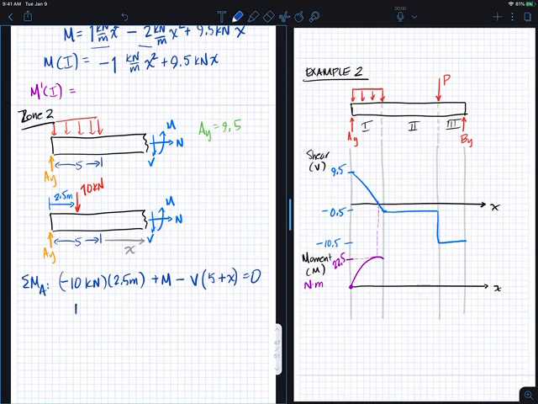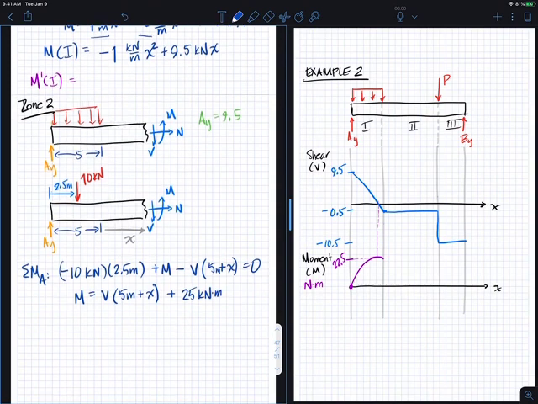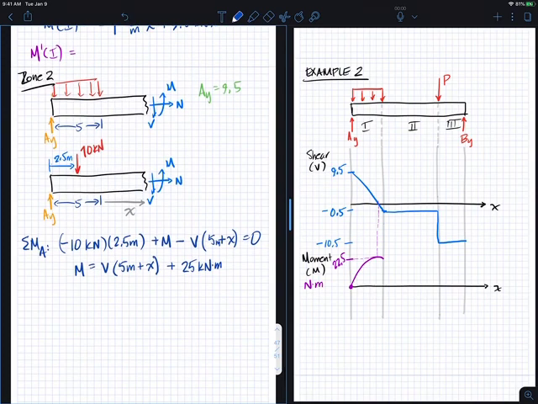Now if we rewrite this, M equals, bringing the shear to the other side, V times 5 meters plus x, plus, now go ahead and multiply this out, 25 kilonewton meters. And I already know what shear is from my previous slide, so I'll just substitute that in. Here, shear is a constant. Fortunately, that's easy. Shear is just that negative 0.5 for section 2. And this is 5 meters. This is newtons, probably kilonewtons. Yep.